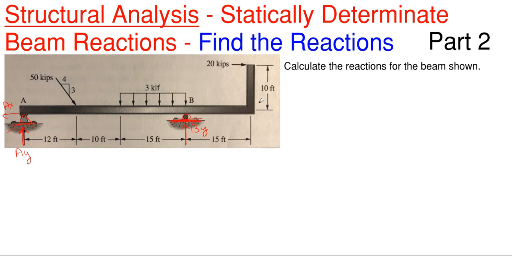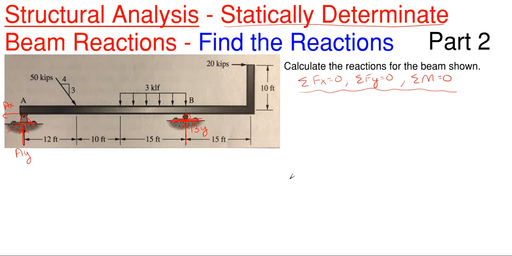Alrighty, so typically with beams, you're going to use your equilibrium equations of summing forces in the X equal to 0, summing forces in the Y equal to 0, and summing moments about a point equal to 0. And we know that we can use these equilibrium equations if the beam is statically determinate, meaning that we only have three reactions, which we do: A sub X, A sub Y, and B sub Y. Three unknowns, utilizing three equations to find them.